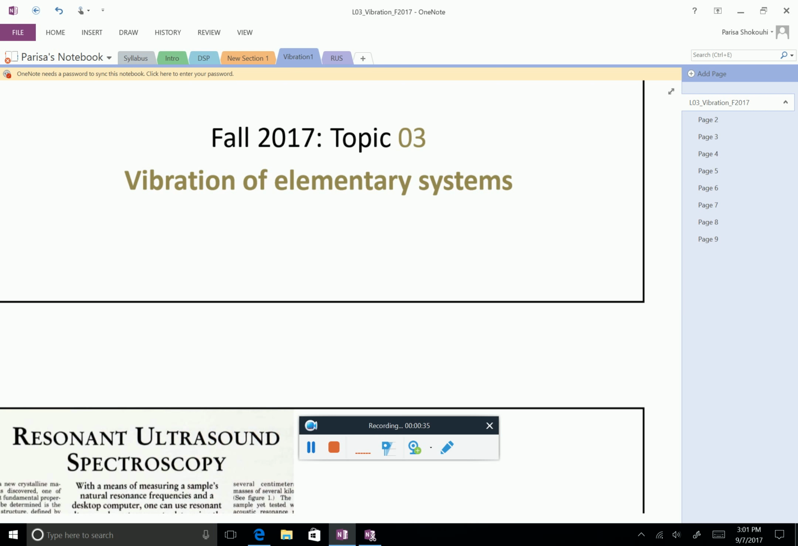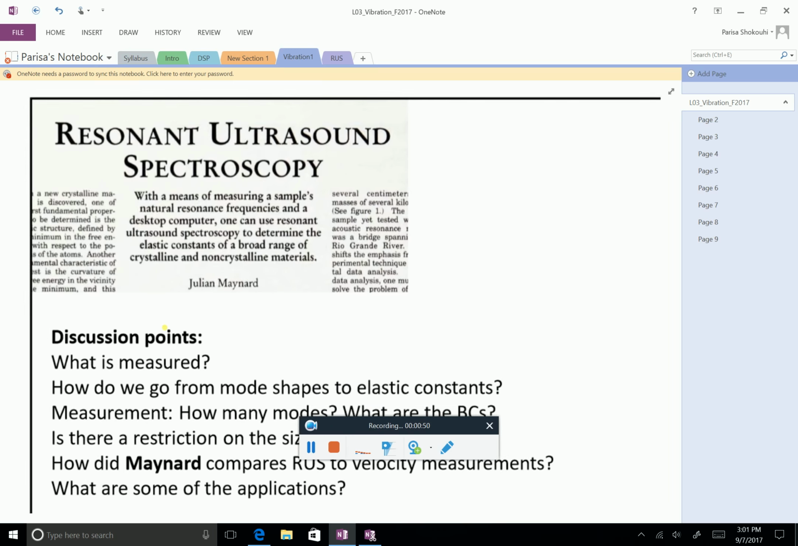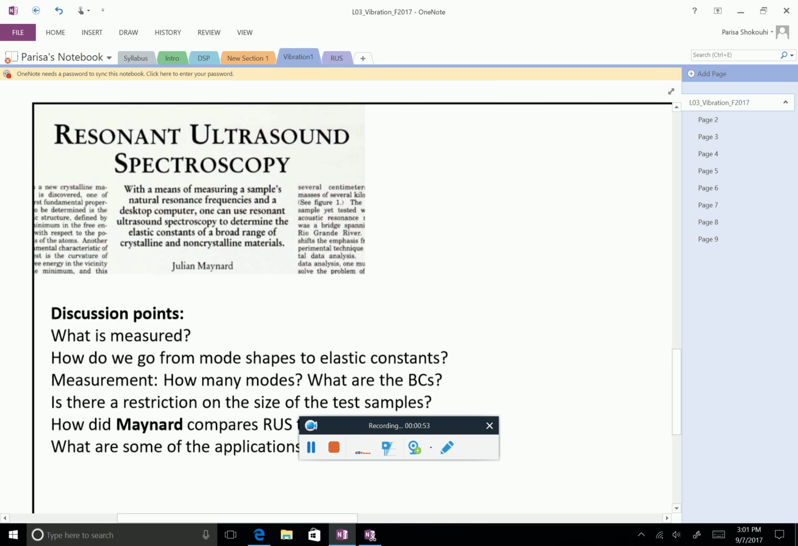I call the topic of today, and probably Tuesday, hopefully we'll finish it up in 2 classes, vibration of elementary systems. Now, I ask you to read a paper for 2 reasons. One, to get a sense of why we are studying vibration, why does it matter, and also to start getting familiar with this kind of literature in testing.